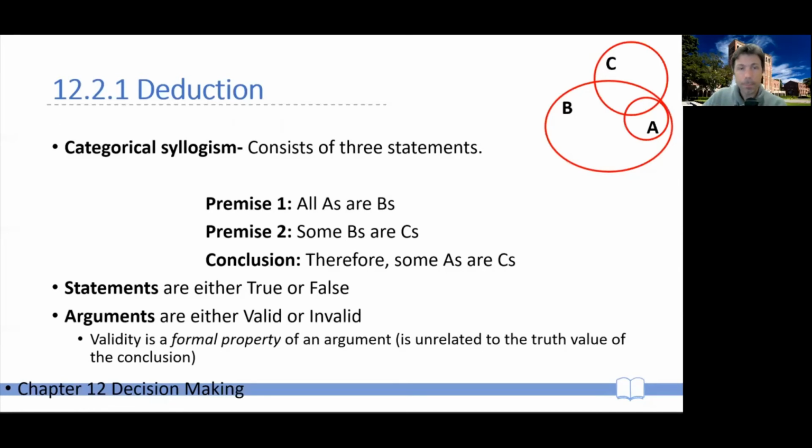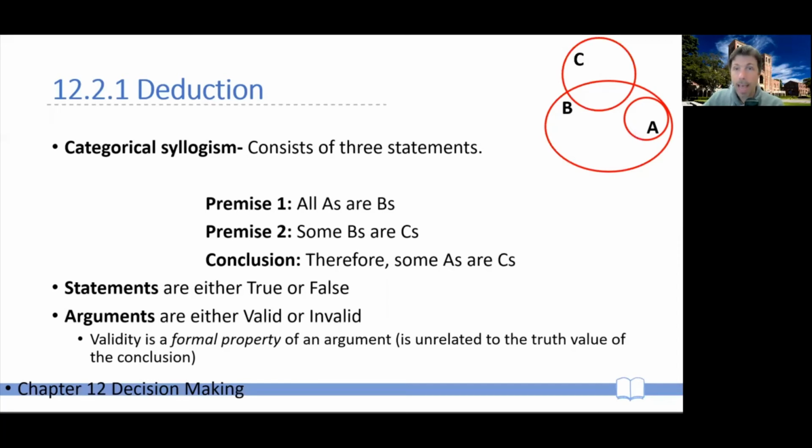The problem is that premise 2 only tells us that there is some kind of overlap between B and C. What it doesn't tell us is if the overlap between B and C also happens to overlap with A, as shown here, or whether it's like this. See, it could be that C and A actually do not overlap in any way. This is still perfectly consistent with premise 1 and premise 2, right?